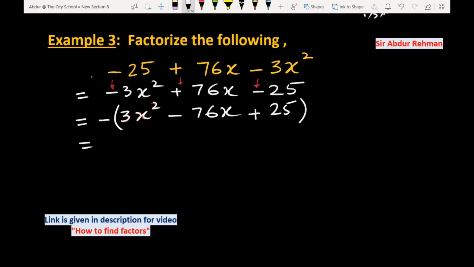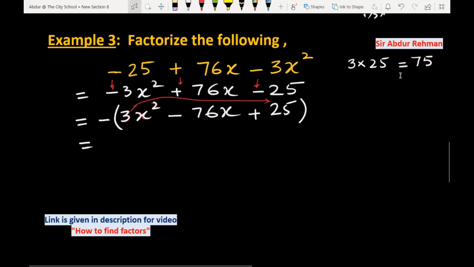Now the next step is to multiply the coefficient of the first term by the last term, which is 3 and 25. So I'm going to write 3 times 25, which is 75. Find the factors of 75. To find the factors of 75, you can watch the video, the link for how to find factors is given in the description. Finding factors of 75 starting from 1: 1 times 75 is 75.